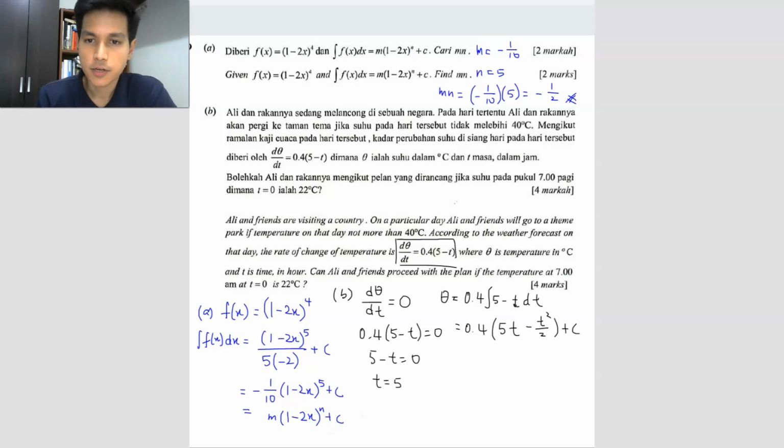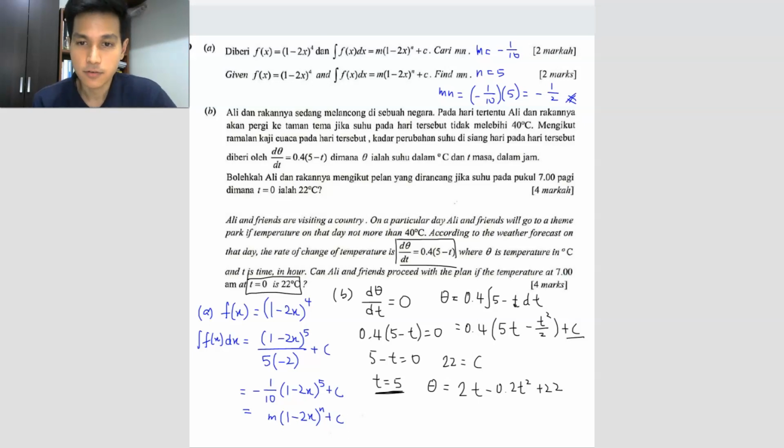So now you already got your equation for θ. We don't know what's the value of c, right? That's why they gave us this. So we can substitute. The temperature is 22 when t equals 0. So when t equals 0, this will be 0, this will be 0. So you're left with c equals 22. So your new equation, θ, is 0.4 times 5, when you expand, you should get 2t minus 0.2t squared plus 22. So you want to find the temperature when t is equal to 5.